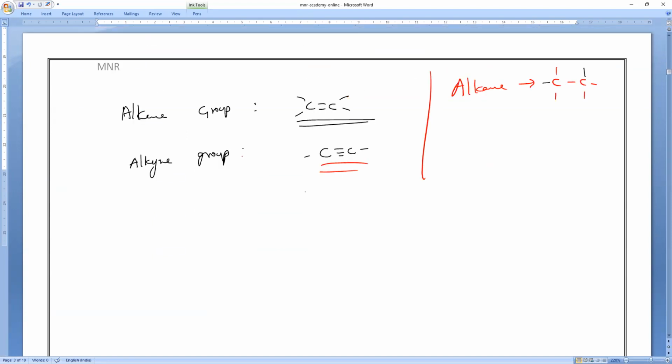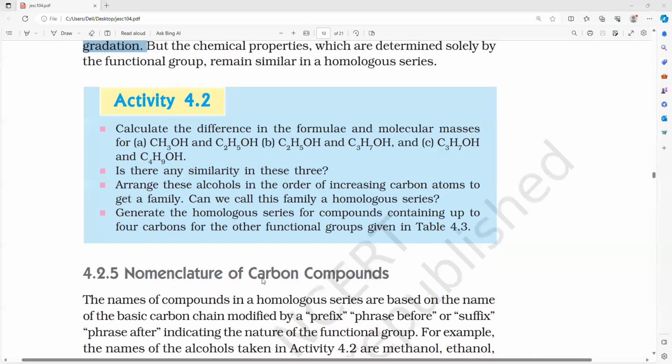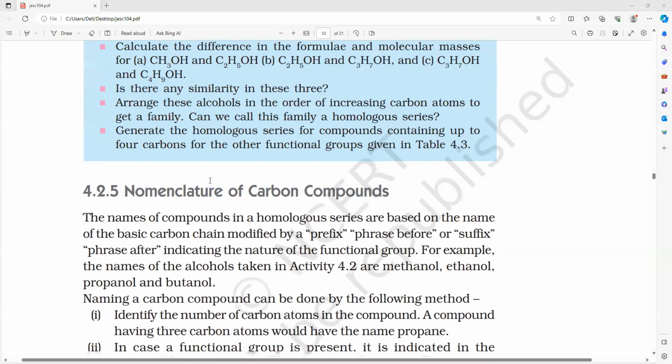So now, make it fast, everybody. In our book itself, we'll finish this, and then I will teach you five compounds in everything. Okay? So note, everything you have to learn, I am telling you.